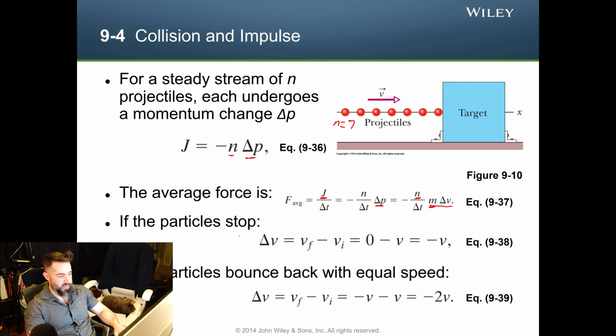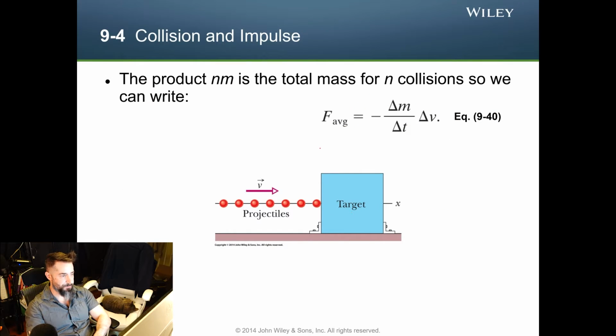And then they're giving a couple of, I guess, sort of unique situations. If the particle stops, you have the final velocity minus the initial velocity. If it stops, the final velocity must go to 0. That's what it's saying here. Therefore, the change in velocity equals the negative initial velocity. If the particle bounced back with equal speed, that means these two things equal each other. Therefore, it must be two of them, right? So again, unique situations. It may get you to the place you need to be faster if you use these.